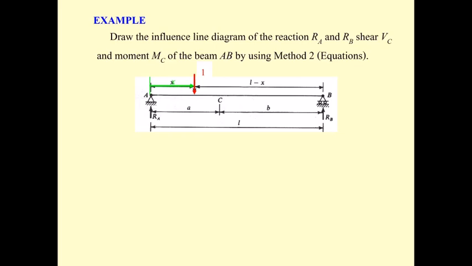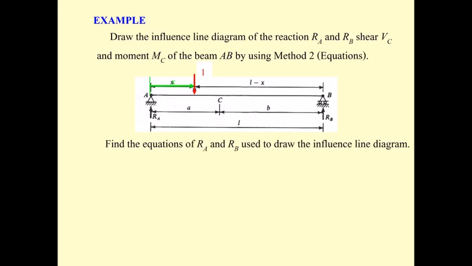First, we will put the 1 unit force at a position on the beam, but this time we put the position at x. Then we draw the free body diagram of the beam, and then we use the equations of equilibrium to determine the equation for the reaction, for the shear force, for the bending moment. So first, let us find the equation of R sub A and R sub B. The same thing as we did before. Take moment at B.